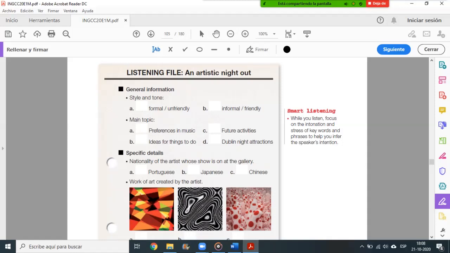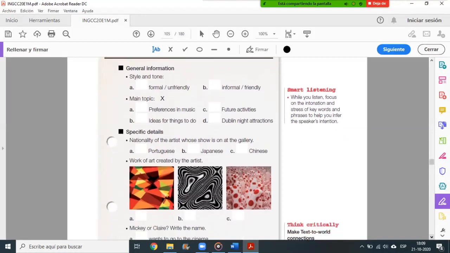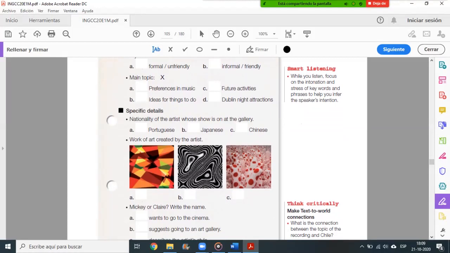Now, we go to main topic, tema principal. Here you have to check, put an X, sorry. You are going to write an X. For example, which of these are main topics. Si ustedes quieren marcar, ¿cierto?, el tema principal, más de uno, ustedes pueden marcarlo de acuerdo a lo que escuchen. A. Preferences in music. B. Ideas for things to do. C. Future activities. D. Dublin night attractions. Okay. Entonces, ustedes marcan de acuerdo a lo que escuchan cuál es el tema principal.